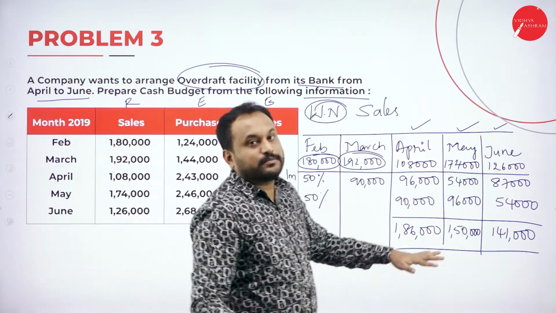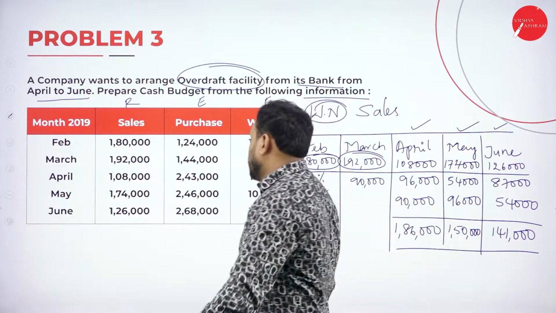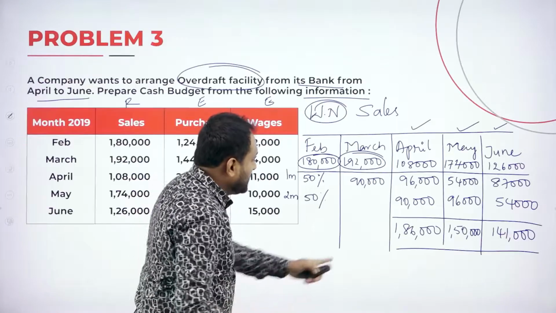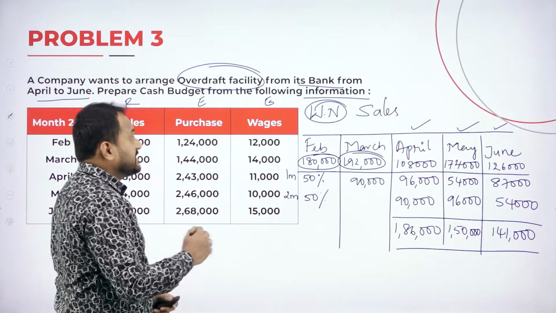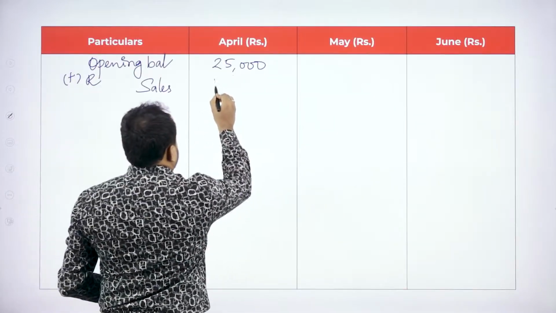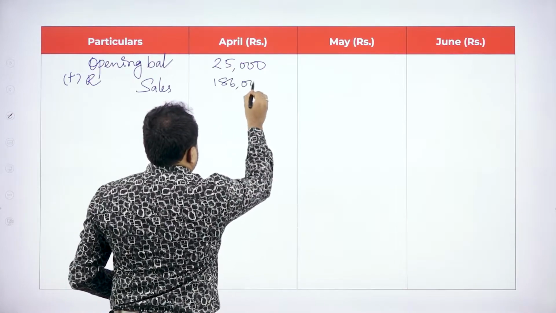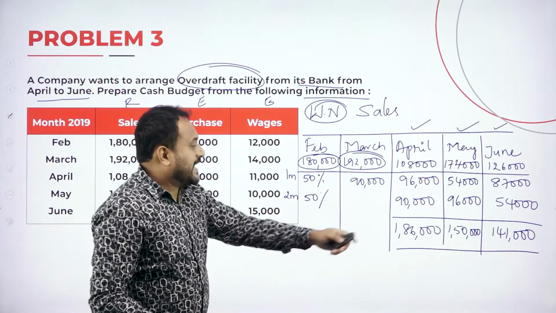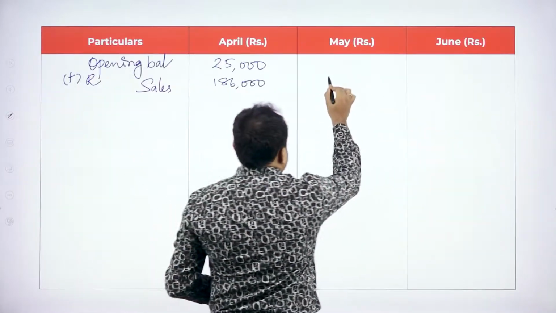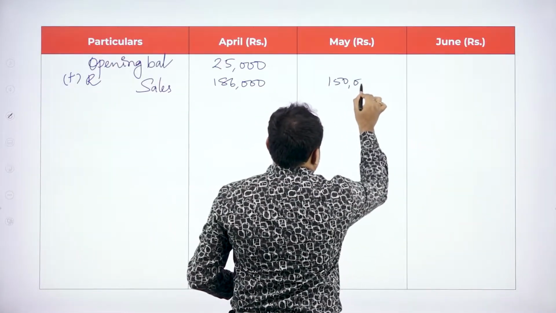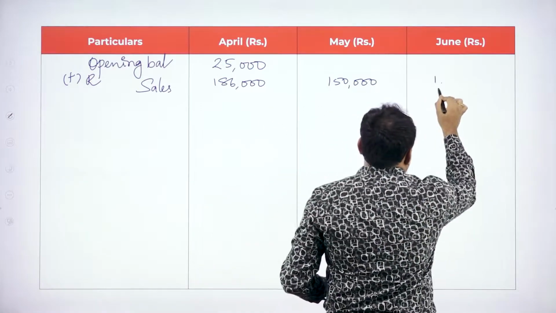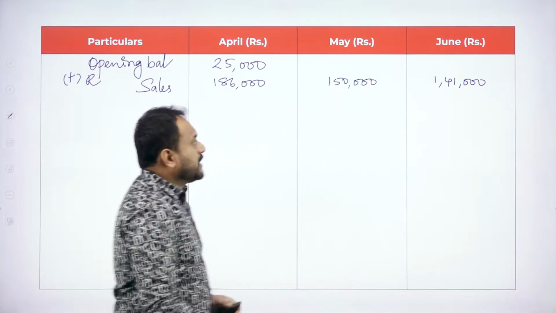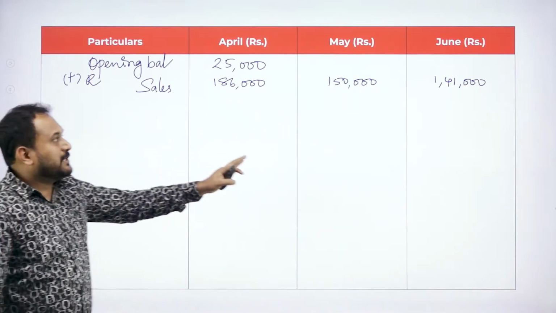So this is what you are supposed to write. Let's go with the things. Now in the month of April, what is my sales? My sales is now 1,86,000. Next, in the month of May, 1,50,000. And June is 1,41,000. So this is what my sales for April, May and June.